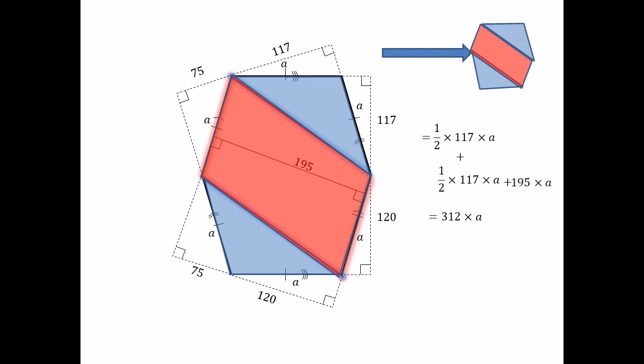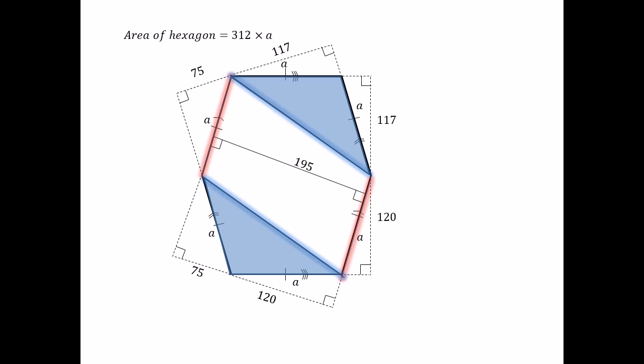And look at this figure. This figure is the hexagon, isn't it? Of the hexagon, we get the area 312 into A. So it remains to find the value of A.